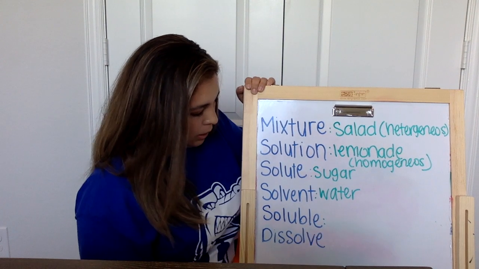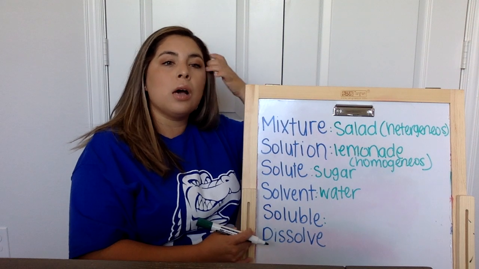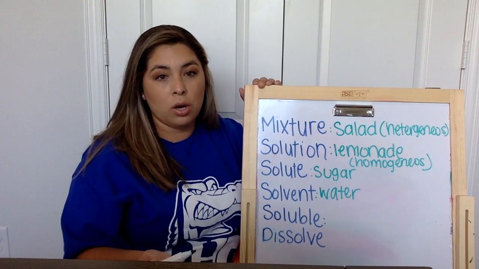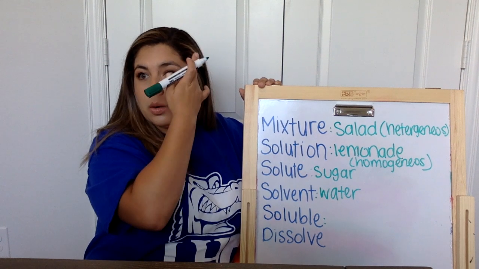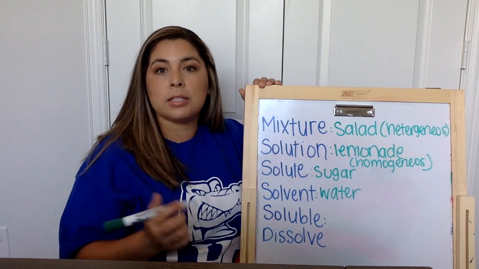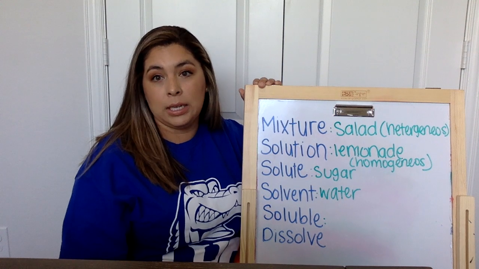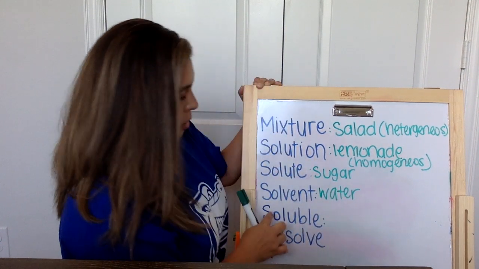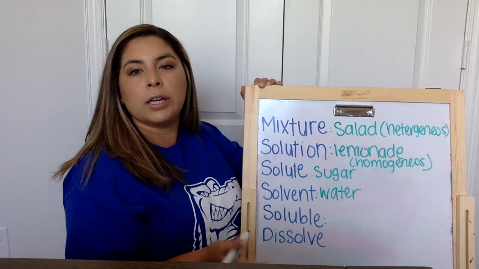Our next word that you may see in the lesson is soluble. Soluble is something that's able to be dissolved, especially in water. So again, in our lemonade example, sugar is water soluble because it disappears and dissolves in the water. And those two kind of go hand in hand. If you see solute and soluble, they sound very similar.